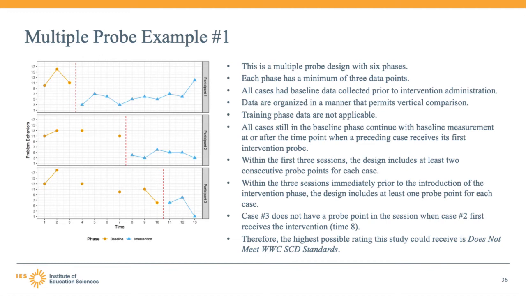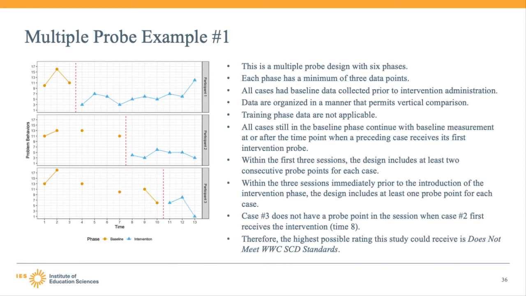If we then assess the 3 final multiple probe criteria, we see first that the pre-intervention data overlap for at least one probe point in the first 3 observation sessions. Case 1 has a probe point at times 1, 2, and 3, but Case 2 and 3 both only have probe points at times 1 and 2. Thus, all 3 cases have at least one overlapping probe point in the first 3 sessions.